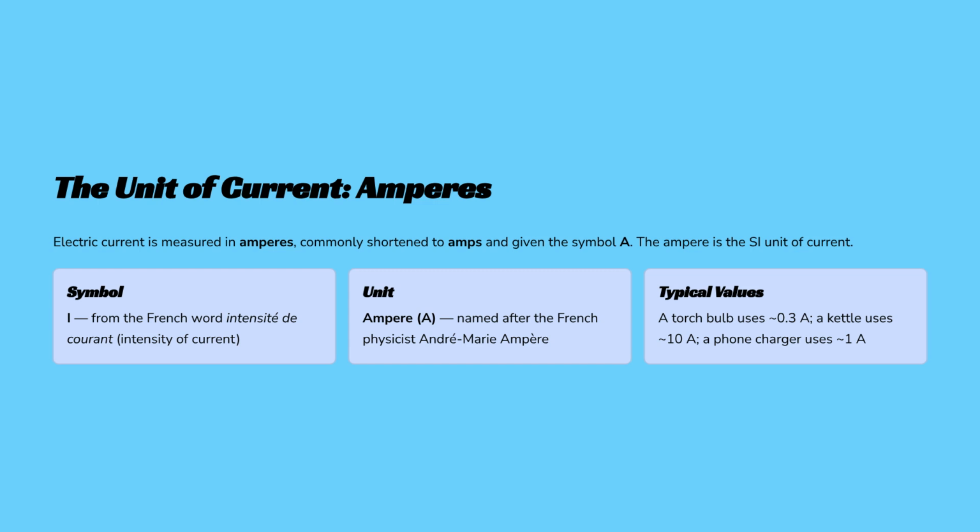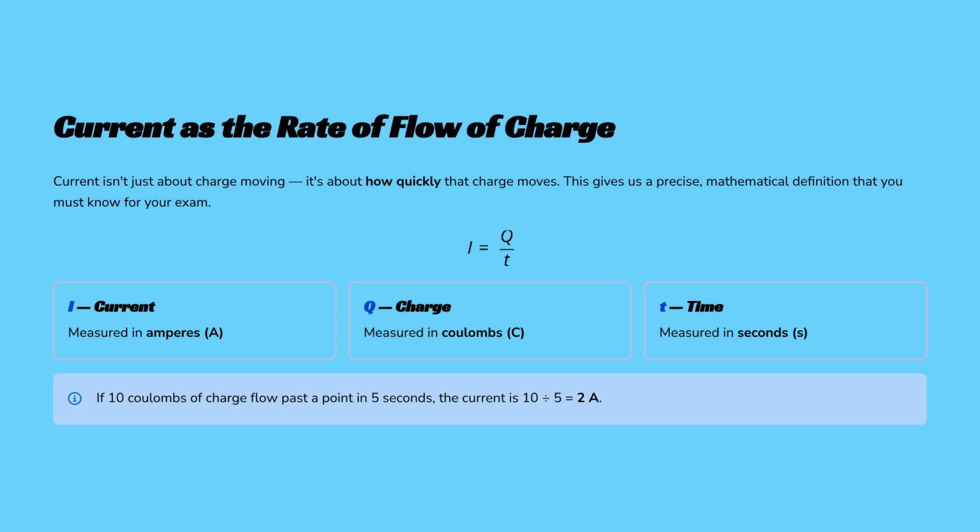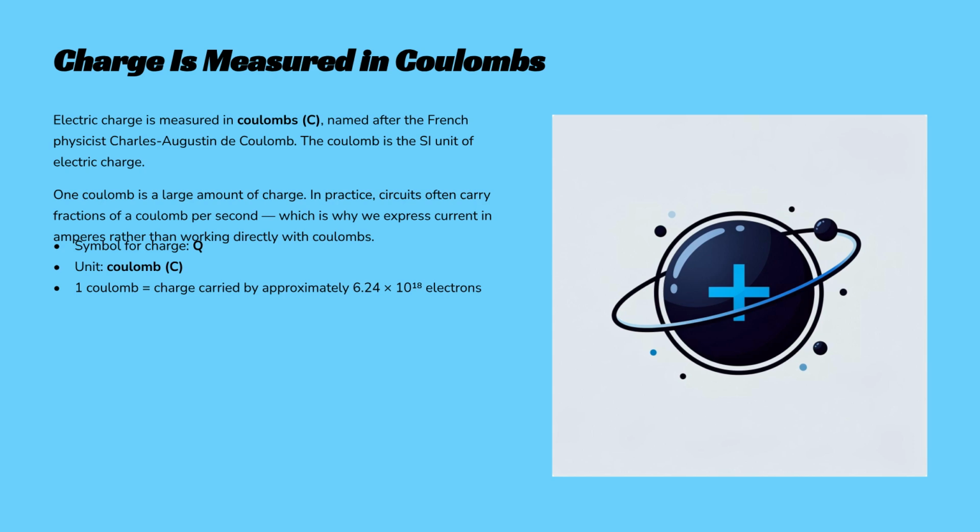Current is measured in amperes, often called amps, and is represented by the symbol A. The symbol I is used for current in formulas, coming from the French term for intensity of current. Mathematically, current is the rate of flow of charge. We express this with the formula I equals Q over T, where Q is charge in coulombs and T is time in seconds. Charge is measured in coulombs.